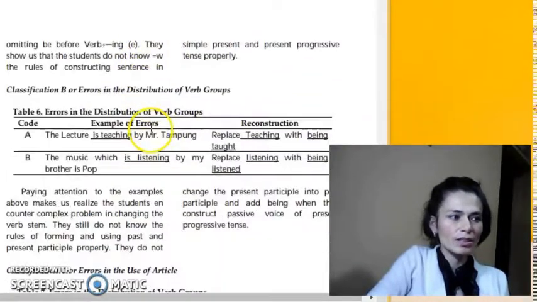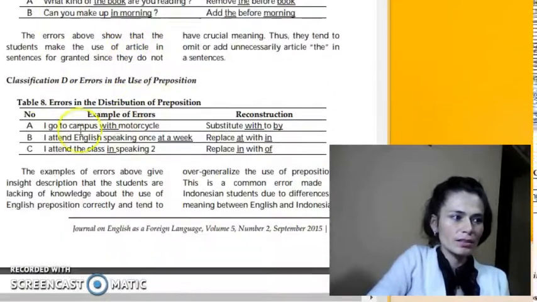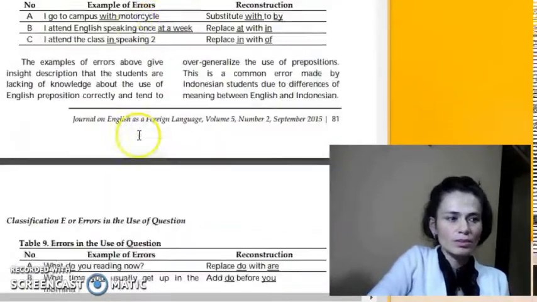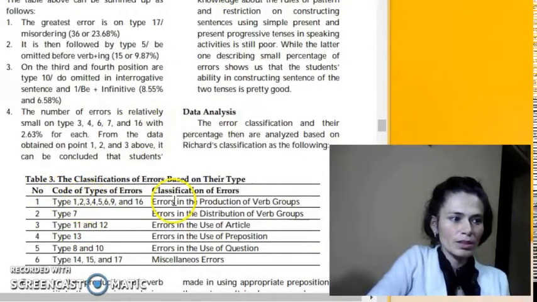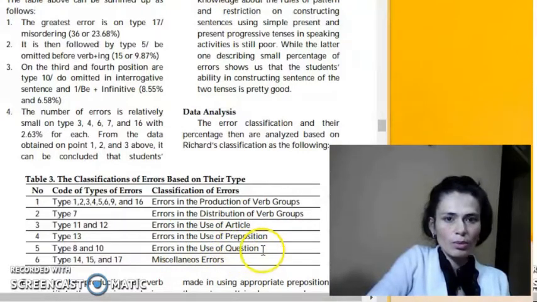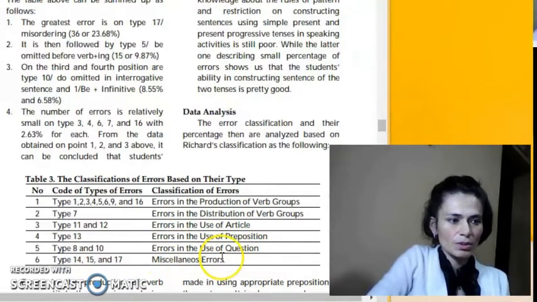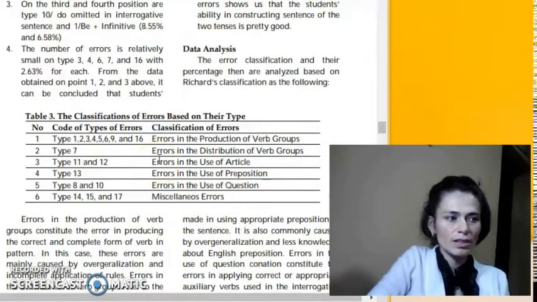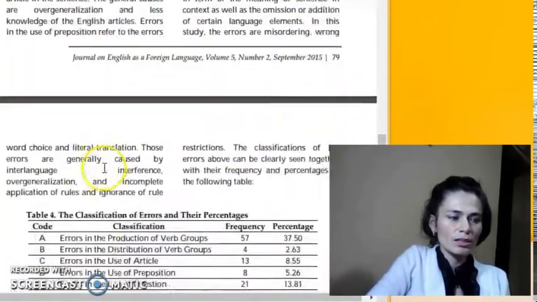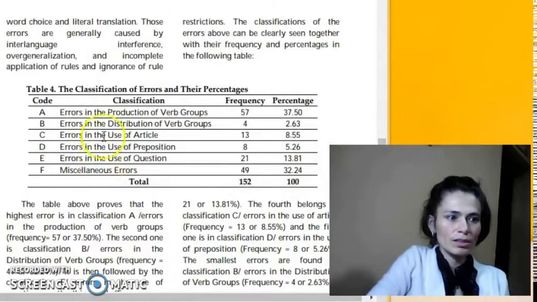The findings indicate that the mistakes made by the students were in 6 aspects: errors in the production of group of verbs, errors in the distribution of group of verbs, errors in the use of articles, errors in the use of prepositions, errors in the use of questions, and various errors. With respect to sources and causes, interlingual is the main source of error.